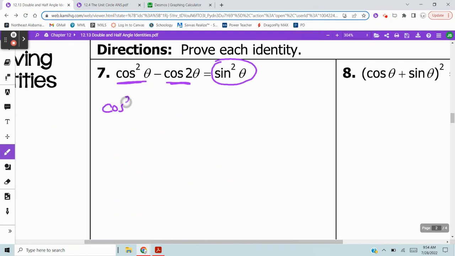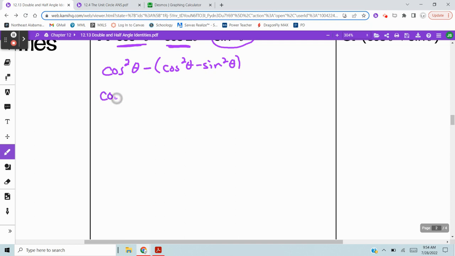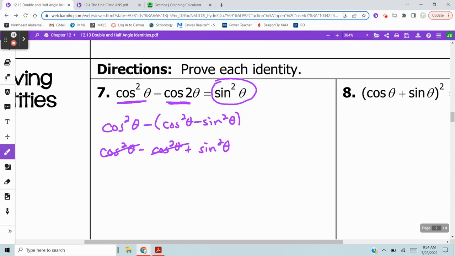But we now have on the left side cosine squared theta minus, make sure you put it in parentheses because it's minus cosine of 2 theta, it's minus the whole thing. So this cosine squared minus sine squared is what it's equal to. So when you subtract, you've got to subtract the whole thing. Let's go ahead and distribute that negative sign just to see what happens. We have now cosine squared theta minus cosine squared theta, and negative will actually be plus sine squared. And that was a pretty easy identity because these cancel and leave me with sine squared, and that does equal sine squared.